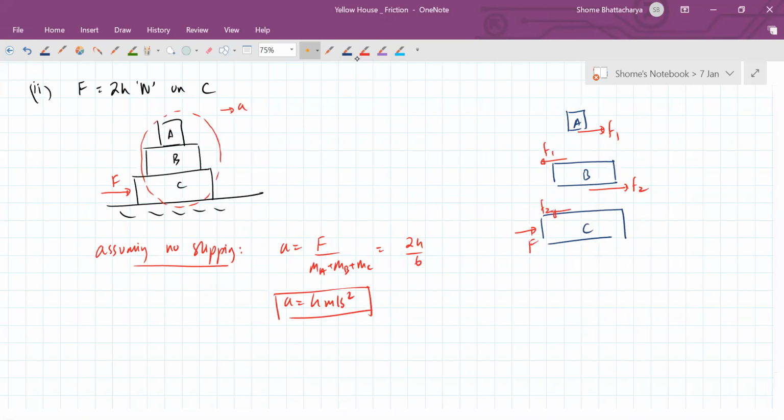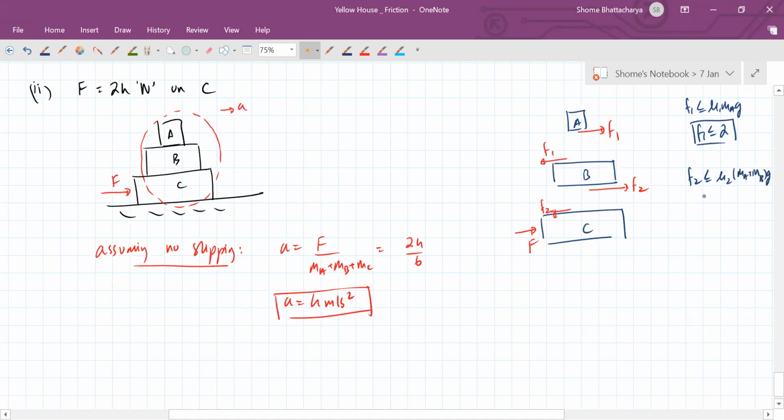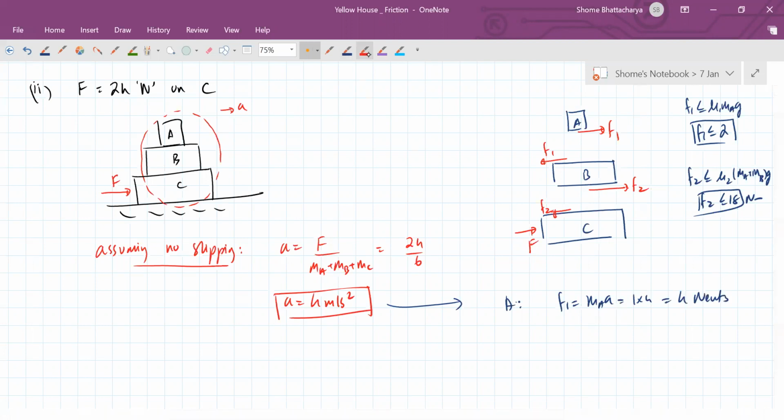Like this. Okay. And we had already seen that F1's maximum value was 2 newtons, and F2's maximum value was 18 newtons. Okay. So now we can see that for this acceleration of 4 meters per second square, from E's free body diagram, F1 needs to be 4 newtons. Now we can see that this is wrong.